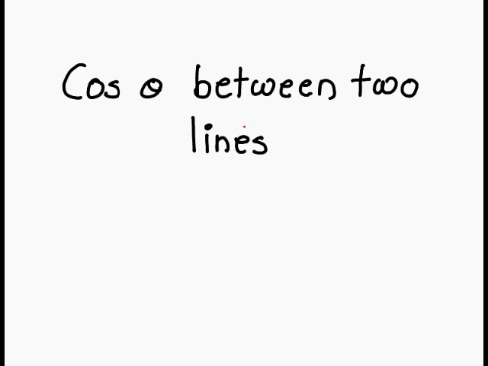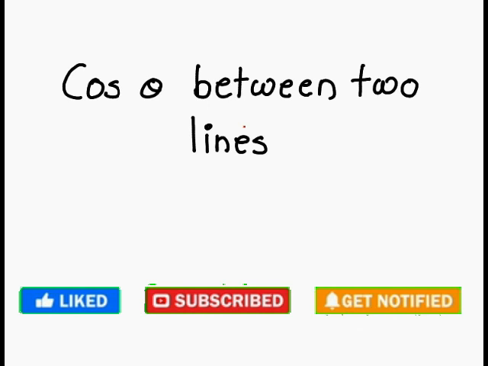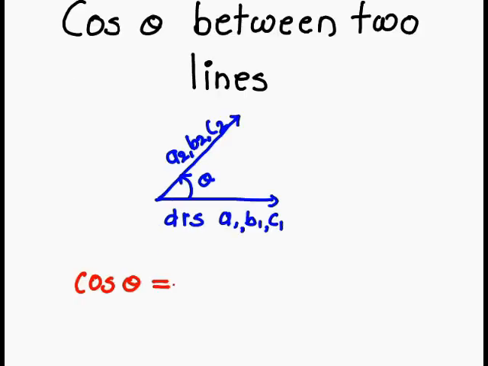Now we study how to find cos theta between two lines if the DRs are known or if the DCs are known. Now consider two lines: the first line with DRs A1, B1, C1 and the second line with DRs A2, B2, C2. The angle between the two lines is theta. Now the value of cos theta for these two lines is A1 into A2 plus B1 into B2.